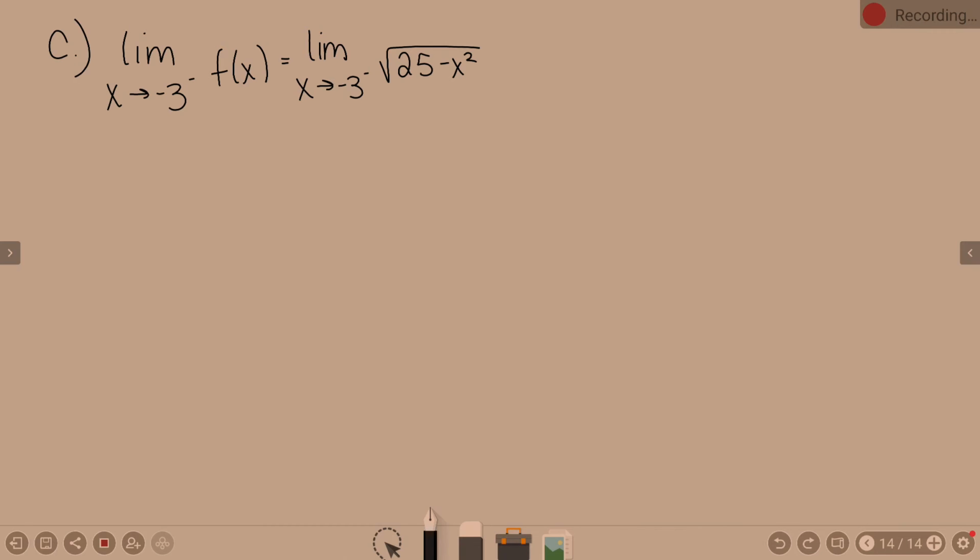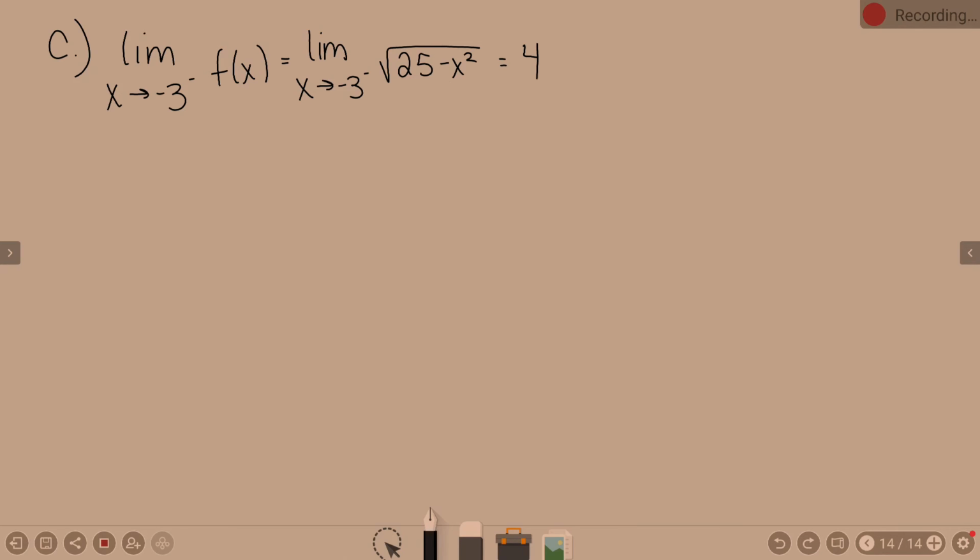And what does that limit equal? You put in -3, 25 minus 9, 16. The square root of 16 is 4. So the limit from the left equals 4. Are we good there? Yes.